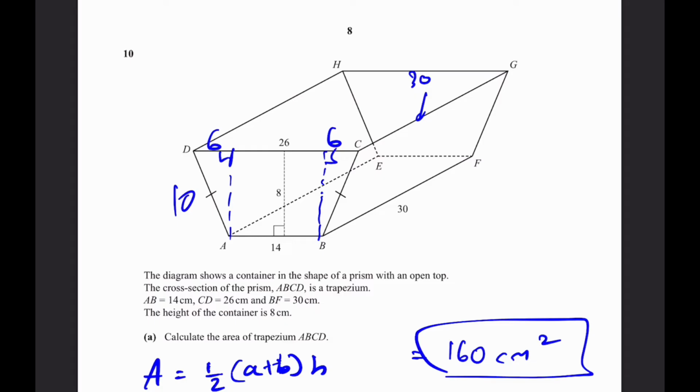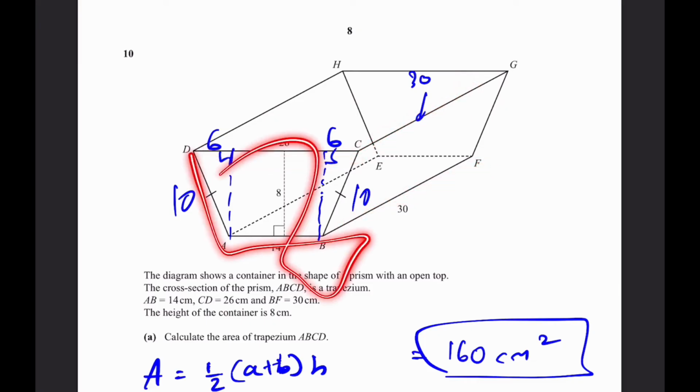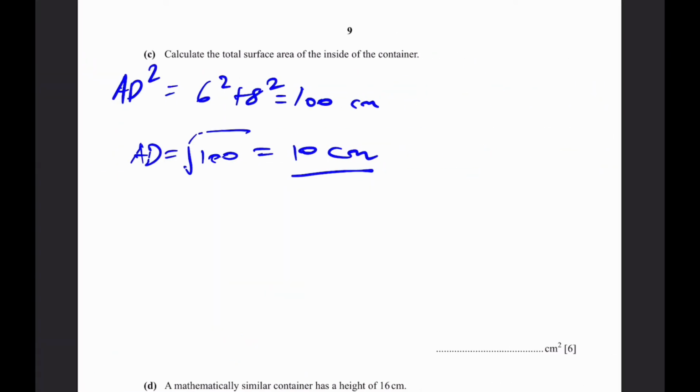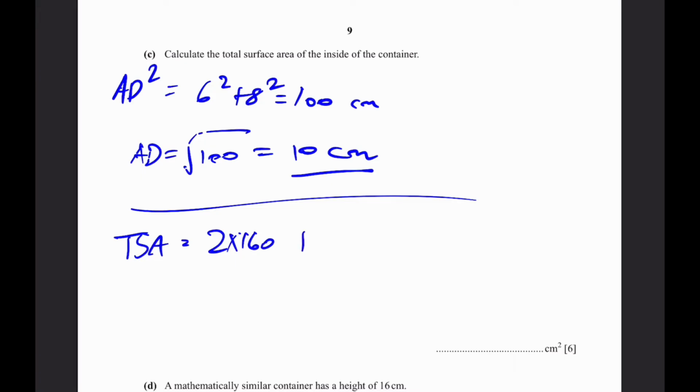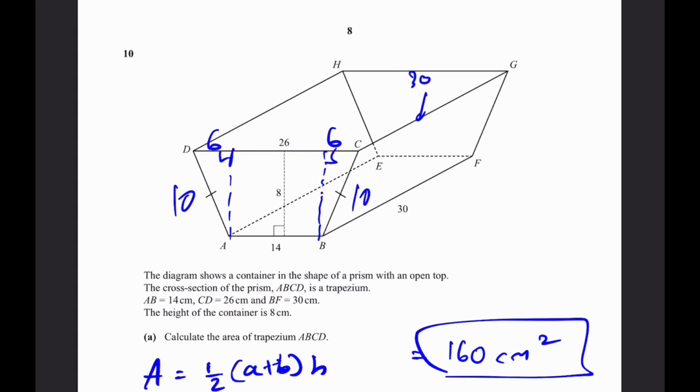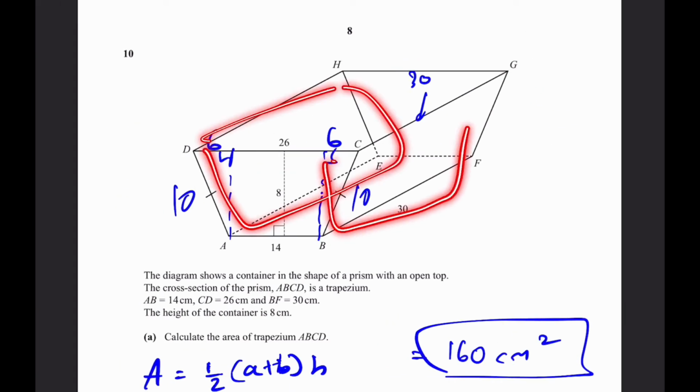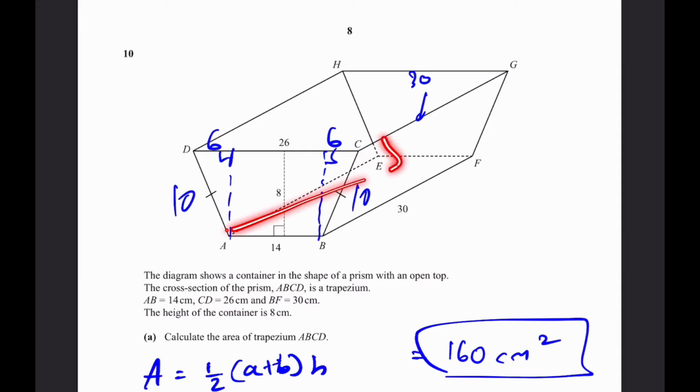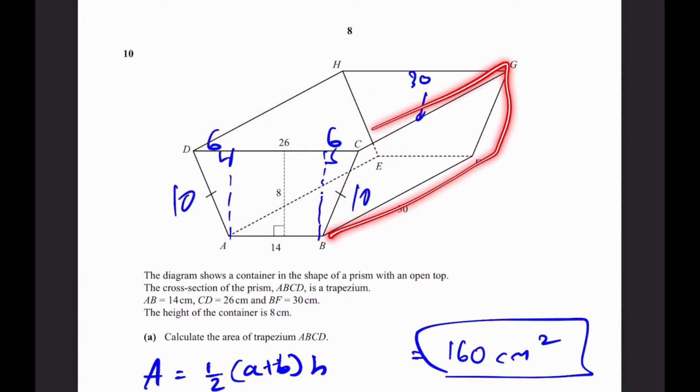So this AD is 10, BC is 10, this is 30 here, 26, and we know the area of one trapezium already from this question. Therefore, we can simply write down the total surface area is going to be 2 times 160, which are the areas of the two trapeziums, plus 10 times 30 times 2. This is because we have two rectangles over here, which are AEHD and BFGC.